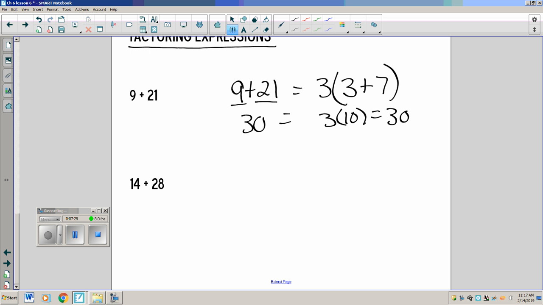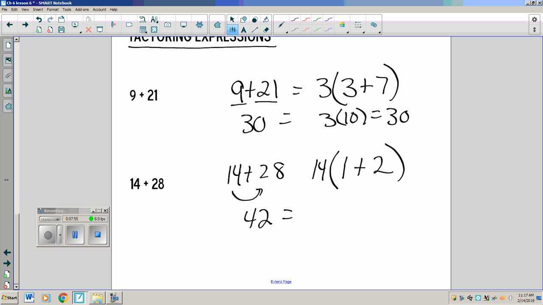One more of these. 14 plus 28. 14 goes into 28, so 14 is the greatest common factor. 14 goes outside the parentheses, writing a distributive property expression. 14 divided by 14 is 1, plus 2 is the same thing. 14 plus 28 is 42. 14 times 3 is 42. That is called factoring the expression.